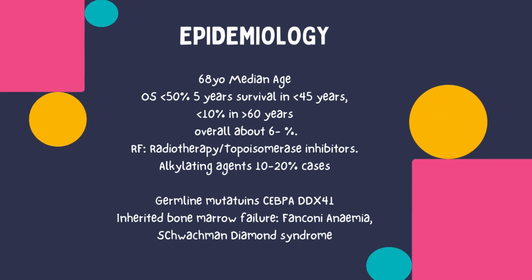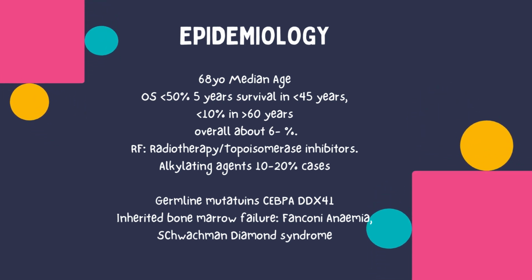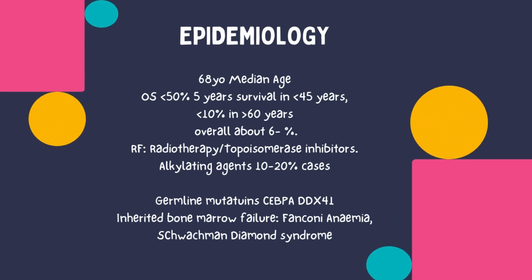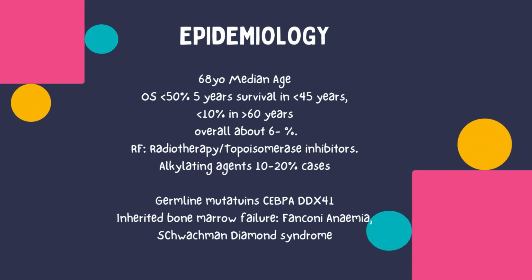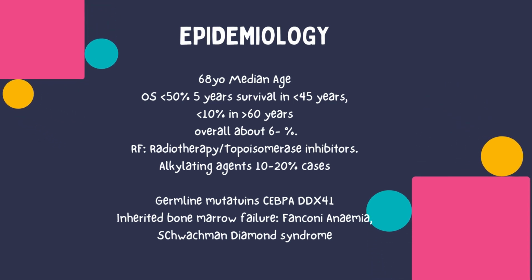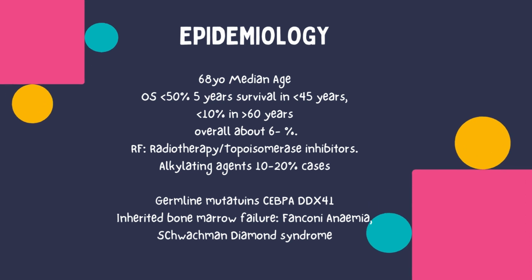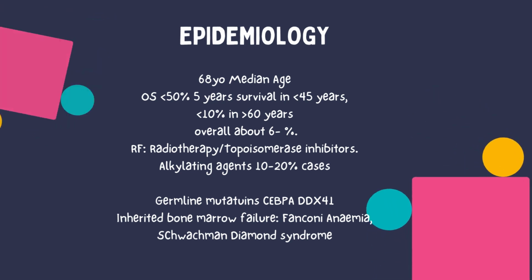In rarer cases, AML in adults is associated with inherited genetic abnormalities, which include mutations or loss of tumor suppressor or DNA damage repair genes. So, trisomy 21, Fanconi's anemia, Li-Fraumeni syndrome, Bloom syndrome, and familial mutations of CEBPA, DDX41 or RUNX1.